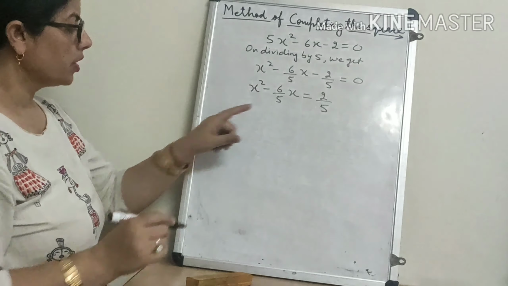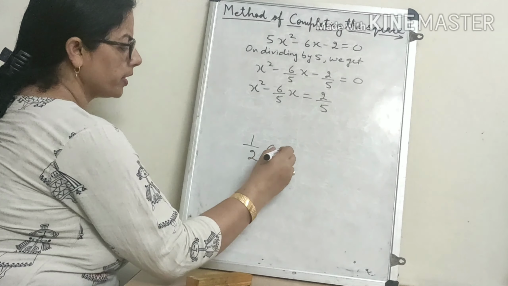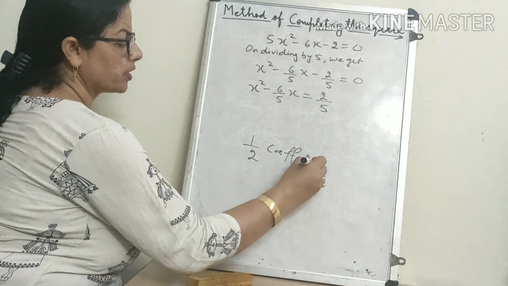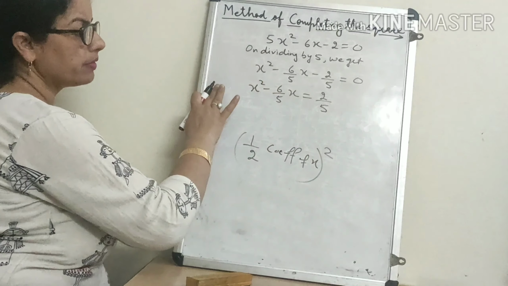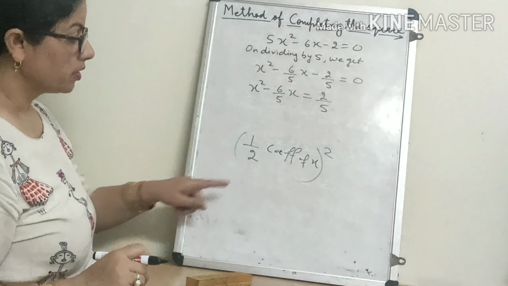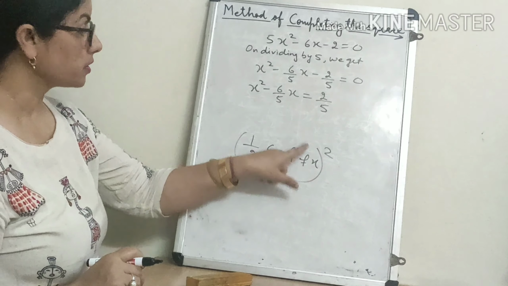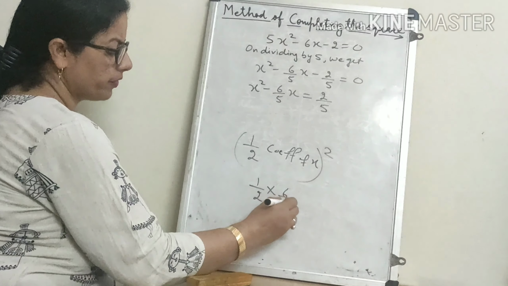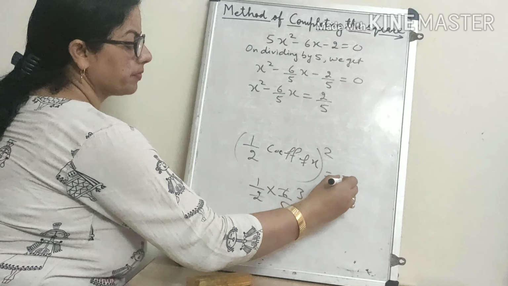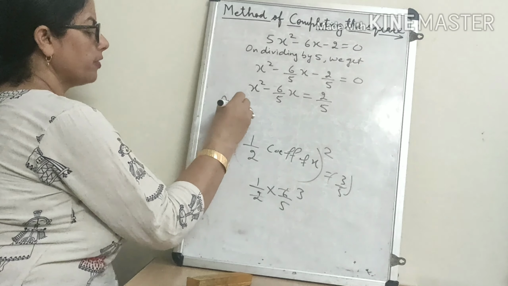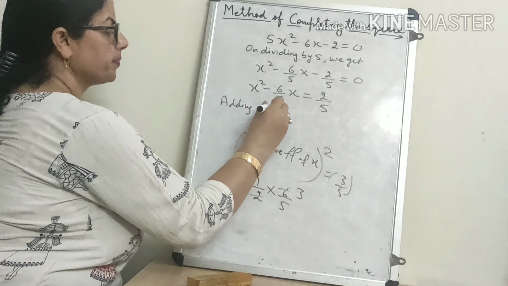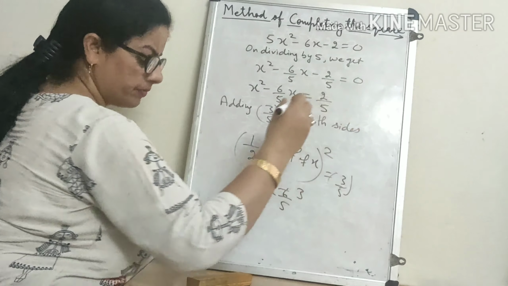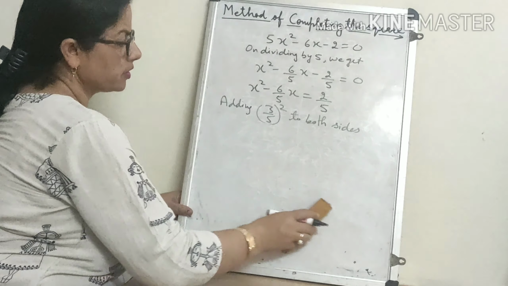After this what I told you, half of the coefficient of x whole square. This we will add in left also, this we will add in right also. Coefficient of x means numerical coefficient. See, what is the coefficient of x? 6 by 5. Half of 6 by 5, that is 3 by 5. So adding 3 by 5 whole square to both sides. We will add this in left also, we will add in right also.